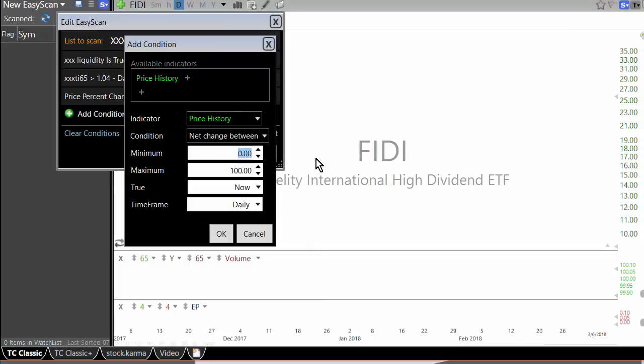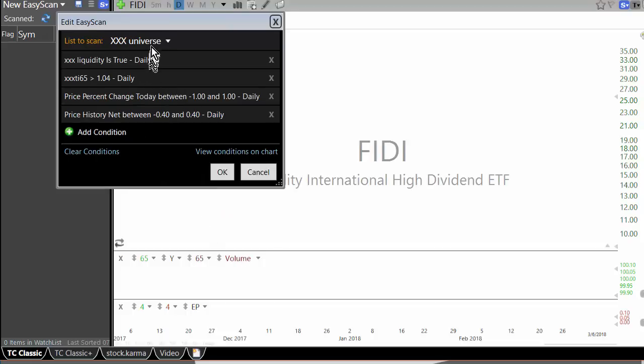Now here remember we are talking about minus 0.4. Some of you have put like -4 and +4, and then you're asking me, look, I'm not getting the candidates which you're getting. Obviously you're doing wrong things. So it's 0.4 and minus 0.4. So once you put this condition, your universe, your liquidity, your TI65, your price percent change between -1 and 1%, the stock had to move between -1 and 1%, but in terms of absolute change, it was up or down less than 40 cents. That's what you're getting.